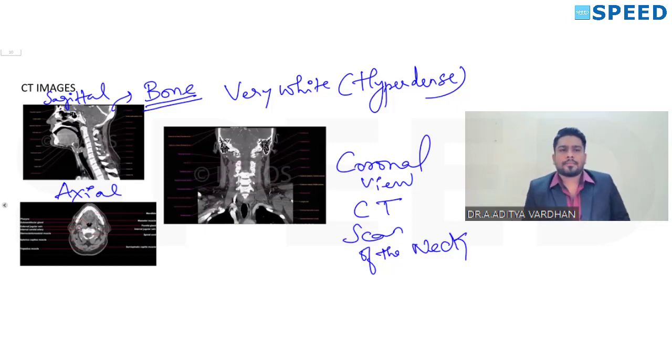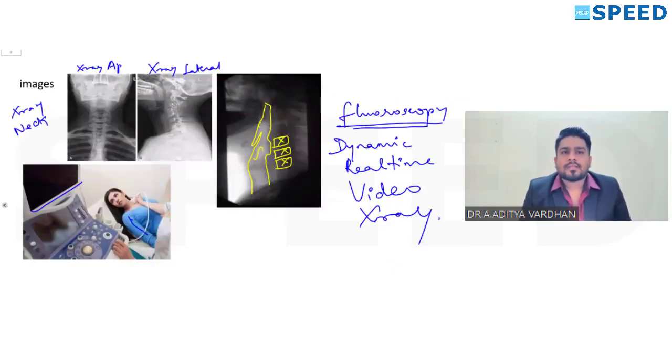Hence understand, we have discussed each and every option regarding the question. These are all the CT images. Look at the bone part, it is appearing very white, and we are able to see a lot of soft tissues in and around it, and the bone is appearing very white compared to X-rays. These are CT images, and the above one is X-ray neck AP view, X-ray neck lateral view, and this is a video image of fluoroscopy, and this is an ultrasound image of the neck.